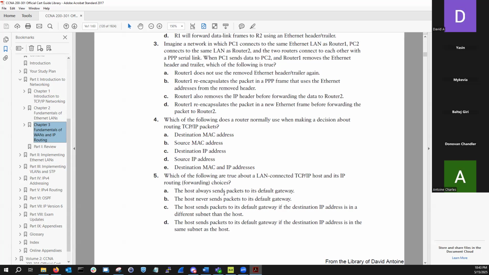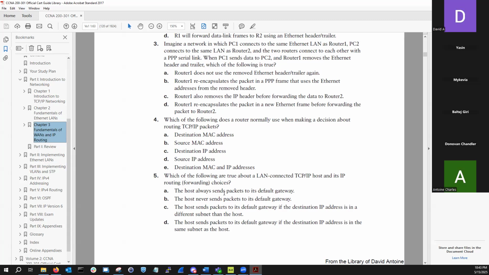What if it's sending packets to a destination that's within its local area network? It doesn't need to send it to its gateway, does it? No, only if it's outside this network. There we go. So that means A is incorrect. If we look at B, the host never sends packets to its default gateway. That's incorrect, isn't it? Yeah.